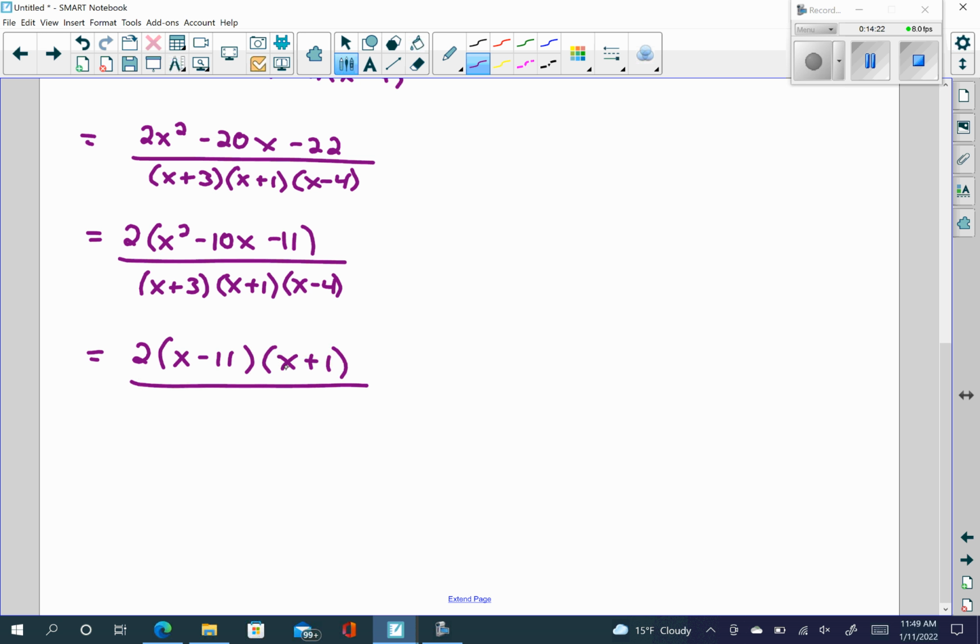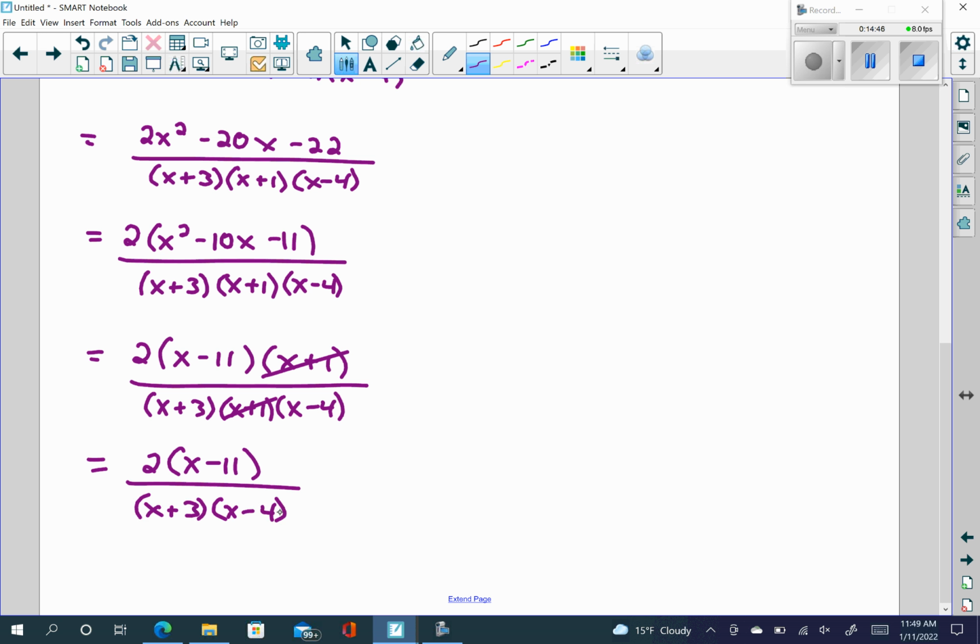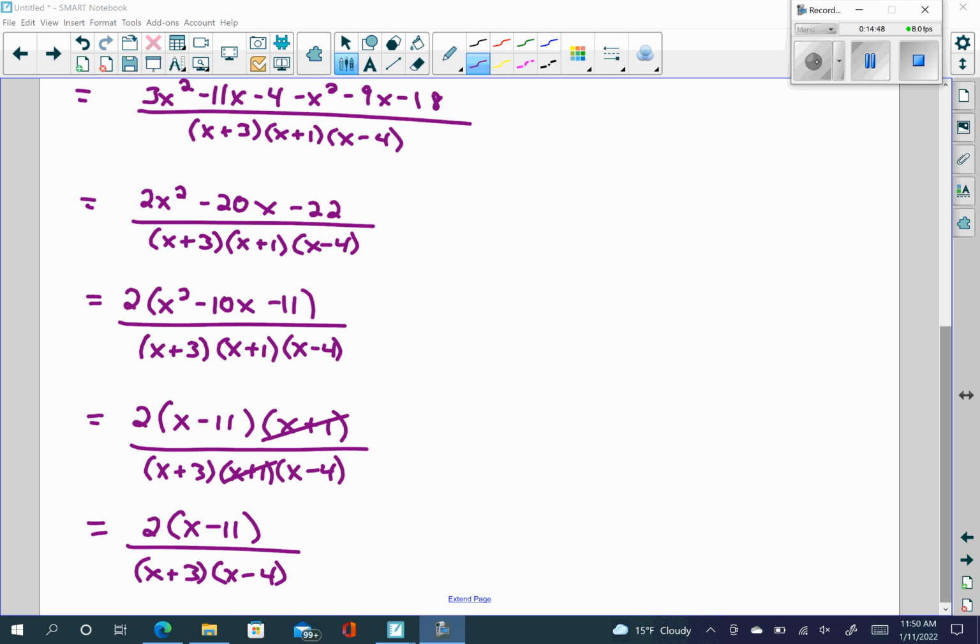This will give us negative 11x on the inside plus 1x on the outside will give us our negative 10x. And now if you notice, we have some common factors of the x plus 1. But we didn't know until we tried to factor. So now the x plus 1's divide out. And we're left with 2 times the quantity x minus 11 over x plus 3 times x minus 4. So that was definitely a lengthy problem.